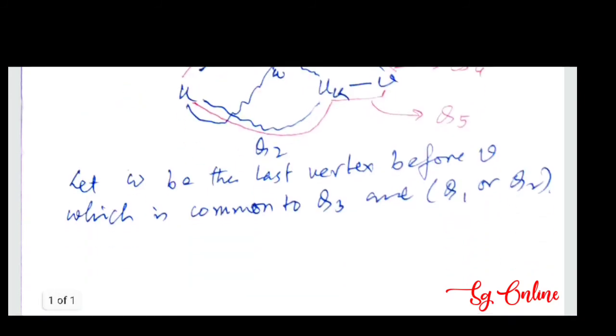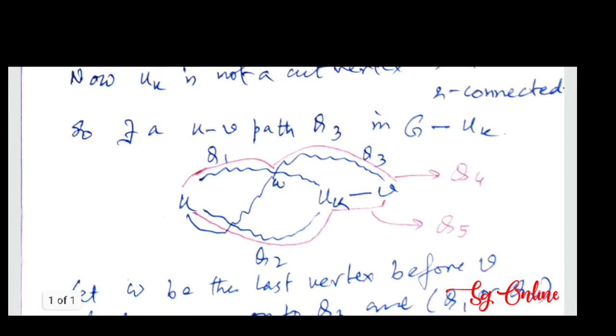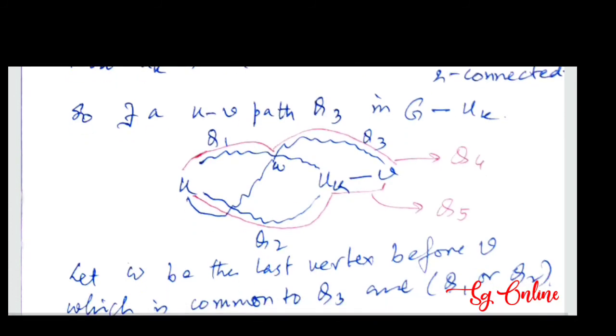And similarly, we can prove that if W is a common vertex of Q2 and then that is the last vertex before V we can get common with Q3, then the proof is exactly the same. You just consider that Q1 to be Q2 and Q2 to be Q1 in this diagram, and then you can easily understand how we can construct two internally disjoint paths between U and V.